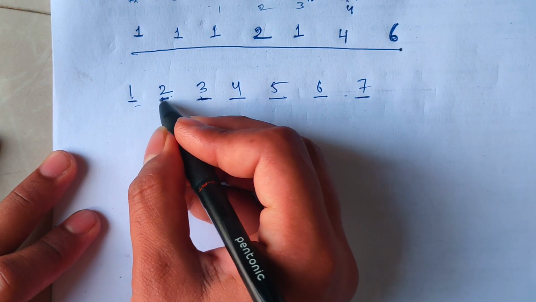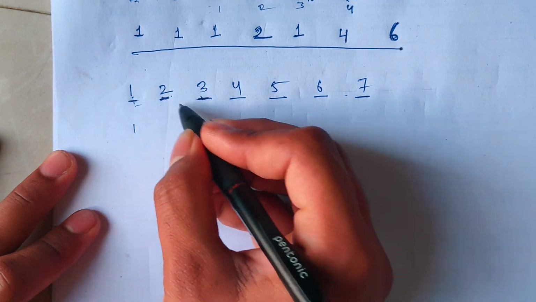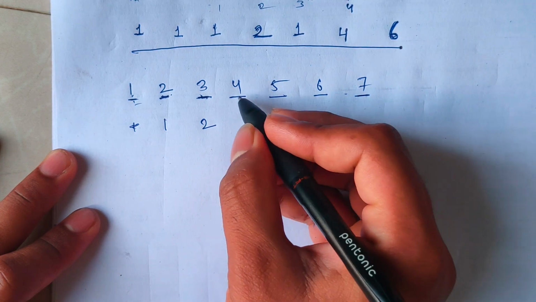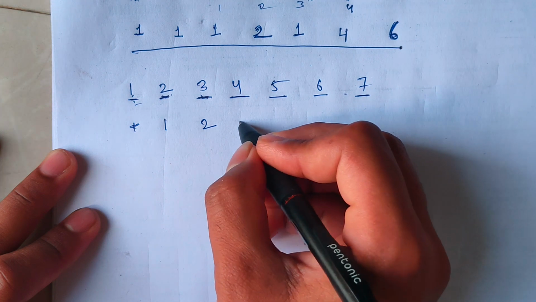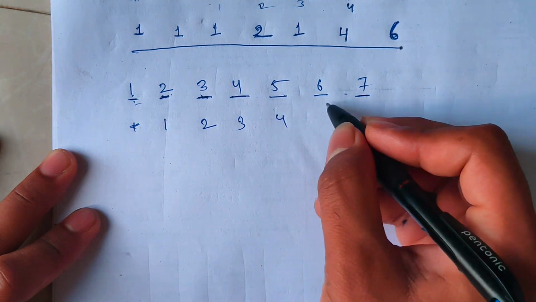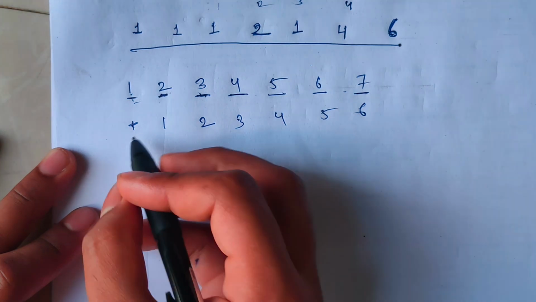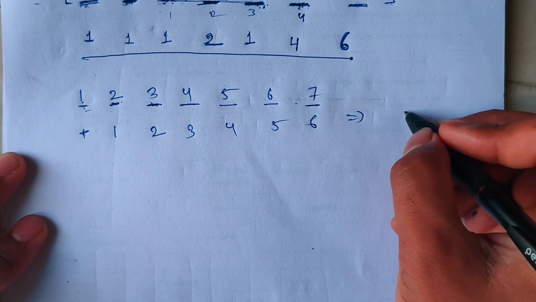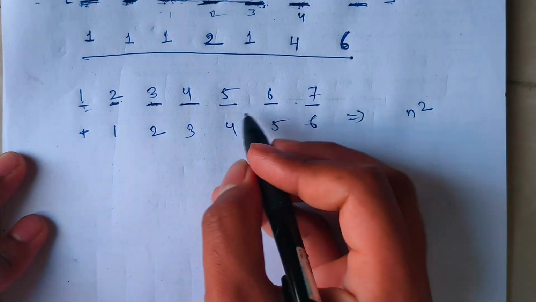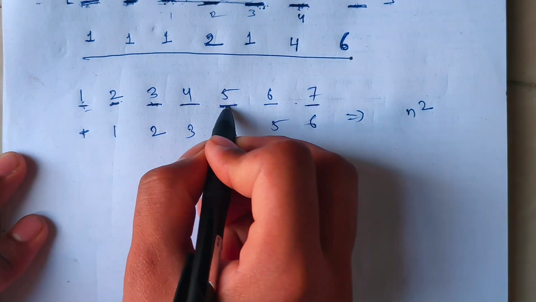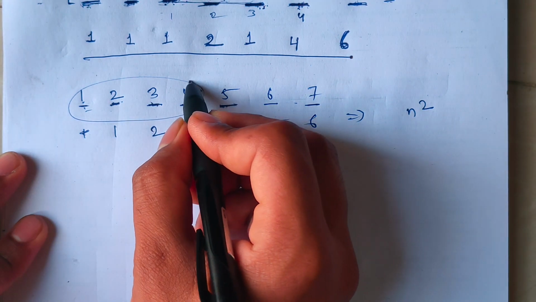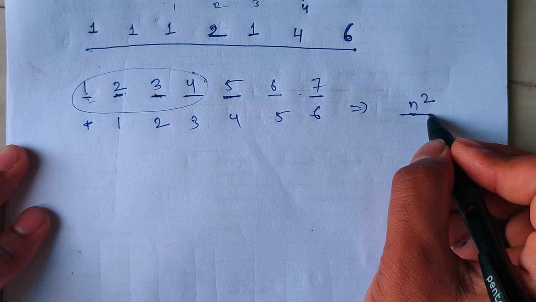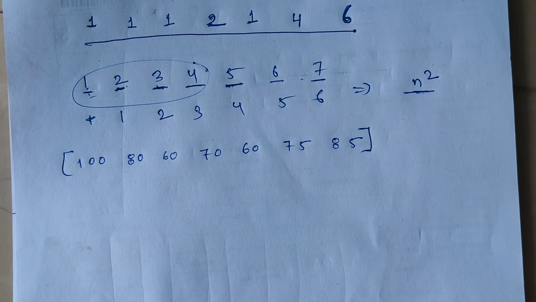Means for 2 I am doing one iteration. For 3 I am doing 2 iterations. For 4 I am doing 3 iterations. 5, 4 iterations, 5 iterations, 6 iterations. So the total time complexity of this algorithm would be n square, because for every element I am doing n iterations, right? So its time complexity would be n square.